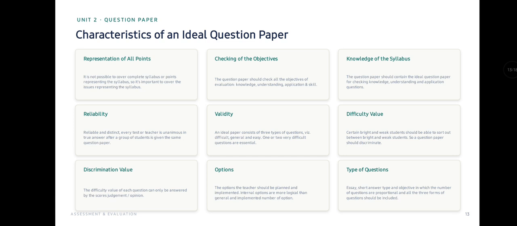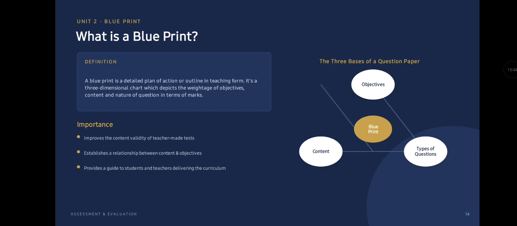The difficulty value of each question can also be answered by the scores, judgment, opinion, options. The options the teacher gives should be planned and implemented. Internal options are more logical than general options and implemented number of options. Type of question: essay, short answer type, and objective, in which the number of questions is proportional and all three forms of questions should be included.